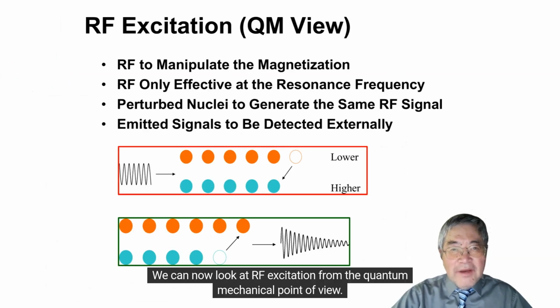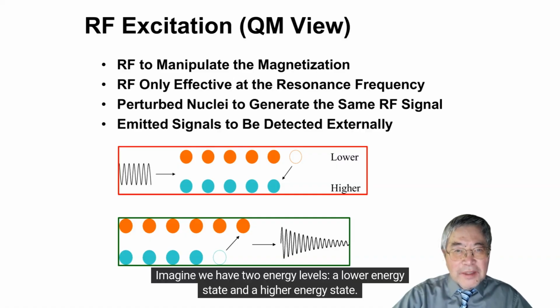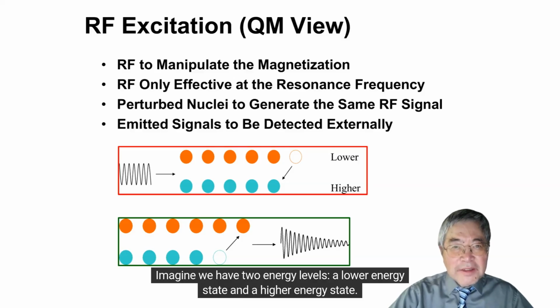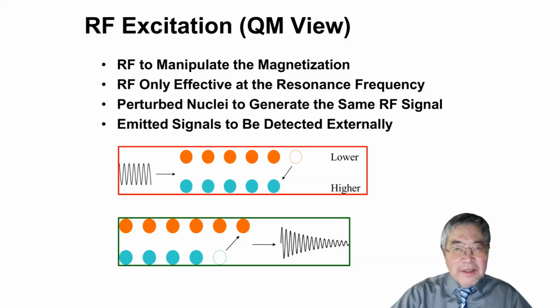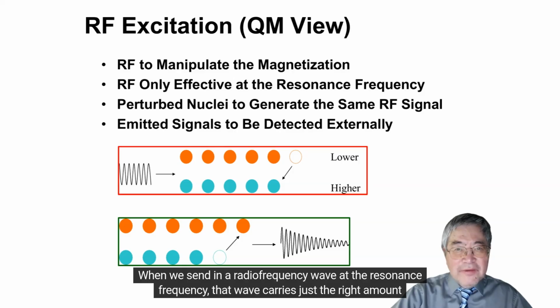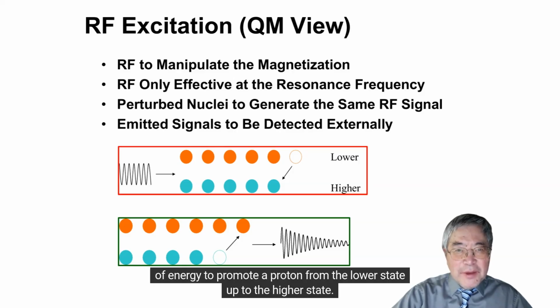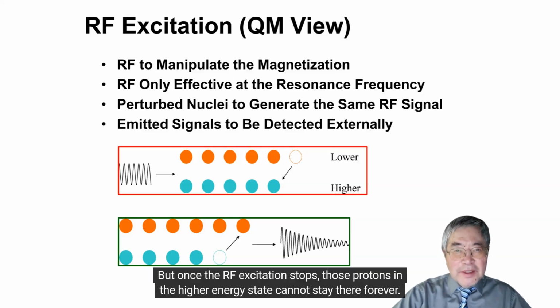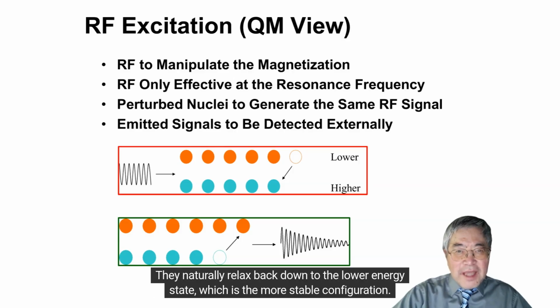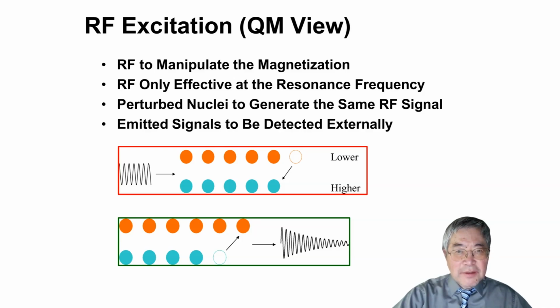We can now look at RF excitation from the quantum mechanical point of view. Imagine we have two energy levels, a lower energy state and a higher energy state. When we send in a radio frequency wave at the resonance frequency, that wave carries just the right amount of energy to promote a proton from the lower state up to the higher state. But once the RF excitation stops, those protons in the higher energy state cannot stay there forever. They naturally relax back down to the lower energy state, which is the more stable configuration.